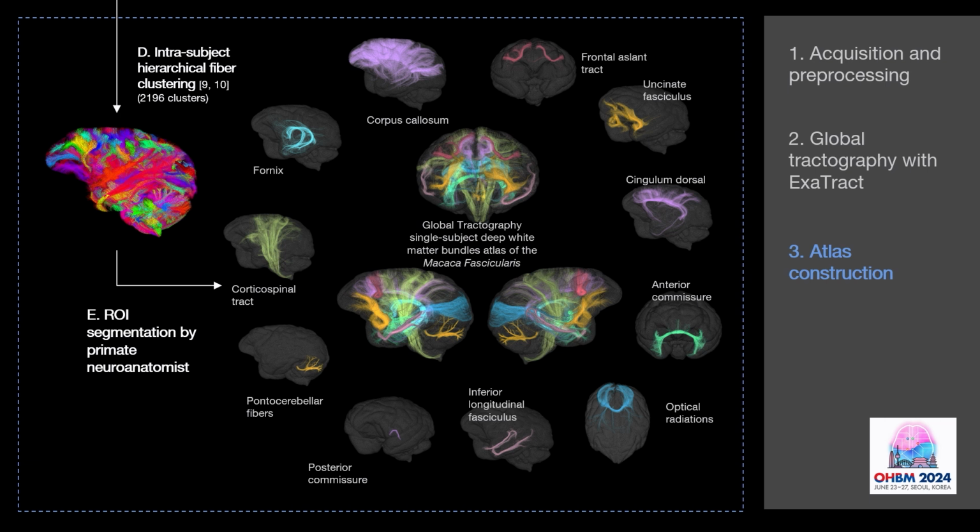We then ran an intra-subject hierarchical fiber clustering in order to classify the fibers with similar geometries. From that, we selected the deep white matter bundles using identified regions of interest, and we successfully recovered the deep white matter bundles, including the posterior commissure, which is sometimes hard to get. This achievement forms the first single-subject deep white matter bundles atlas of the Macaca fascicularis using HPC global tractography.